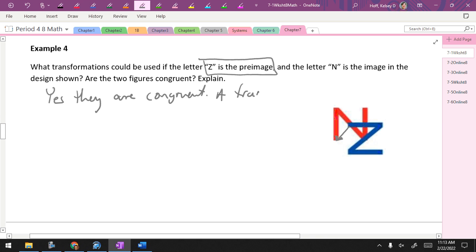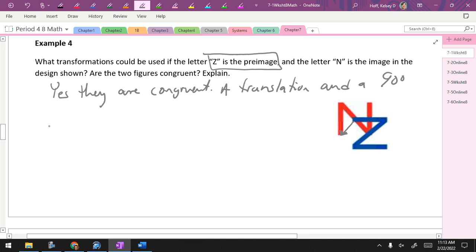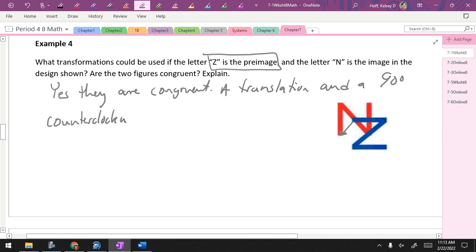A translation and a 90-degree, which direction did you say? Counterclockwise, very good. Rotation would map Z onto N, not M, N.